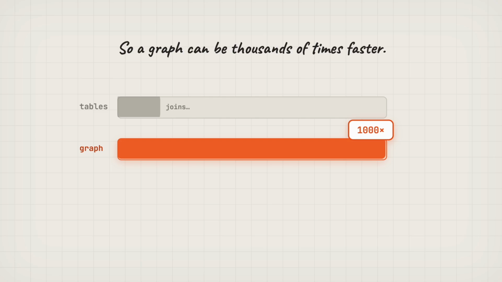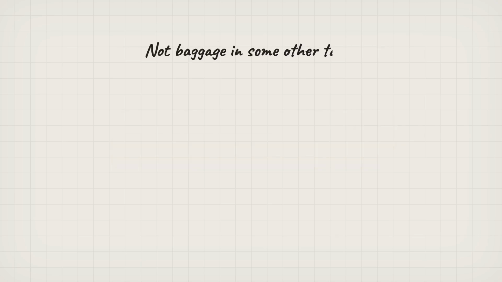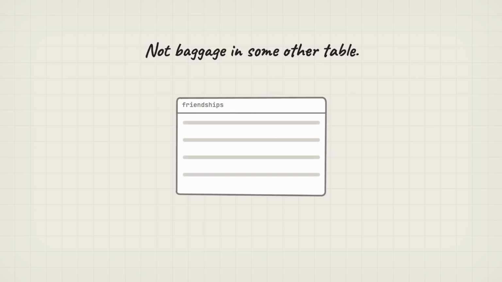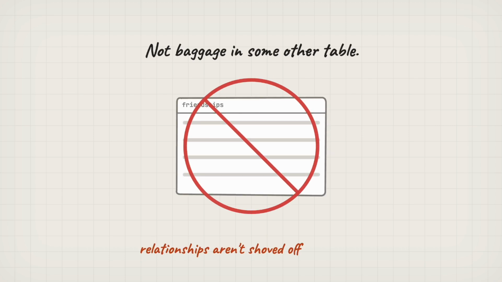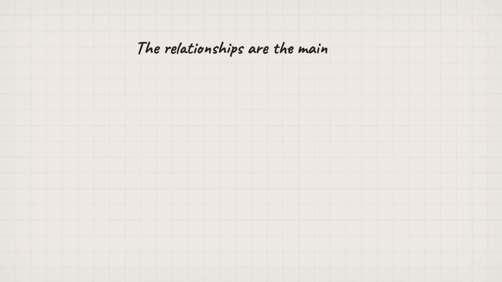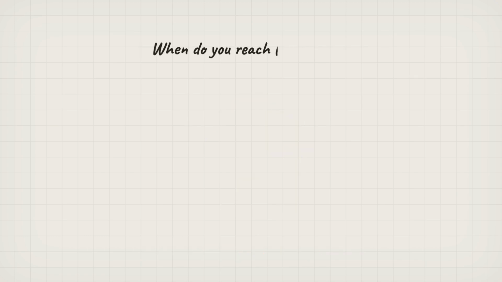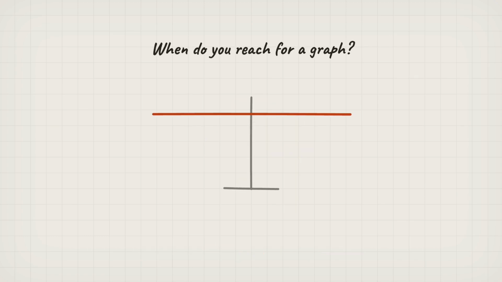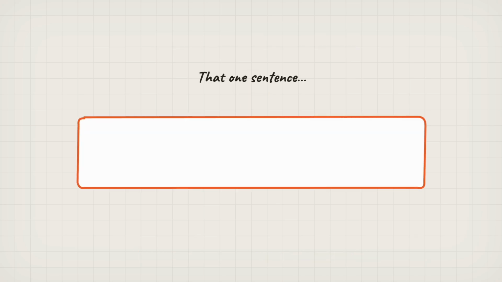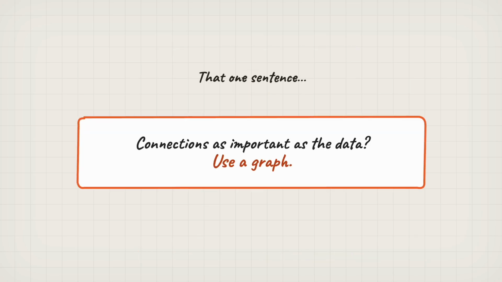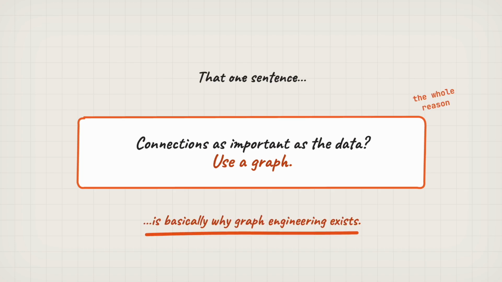It just follows the lines. So, in a graph, the relationships are not extra baggage sitting off in some other table. The relationships are the main event. They are stored as first class things you can walk across. In other words, use a graph when the connections between your data are just as important as the data itself. That one sentence is basically the whole reason graph engineering exists.